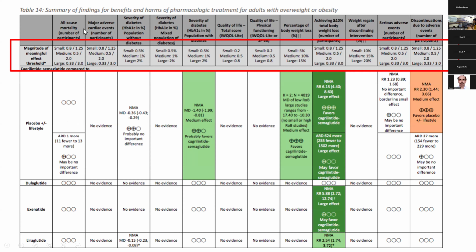So this is the summary of findings table. On top, very important is the authors have mentioned what is a meaningful effect threshold for them. This is very important because mathematically significant results might not always be clinically significant, right? So for each outcome, that is for all-cause mortality, they have said the minimum it should reduce mortality is 0.8. So if you have a treatment estimate that crosses 0.8, say it's 0.9, then it is not important.